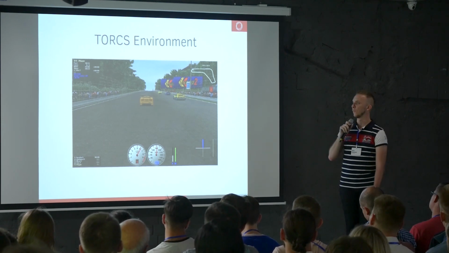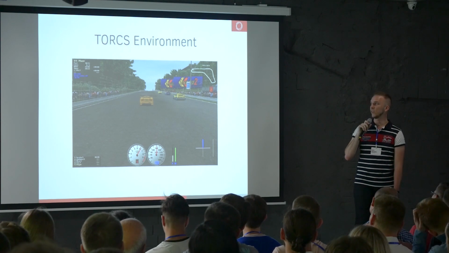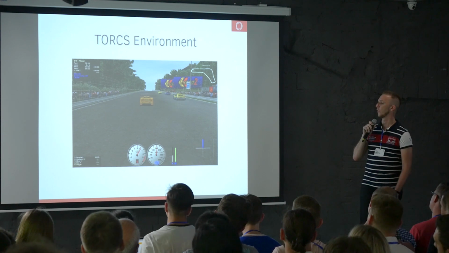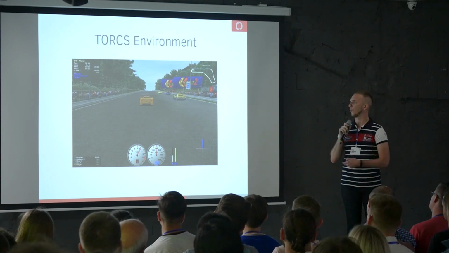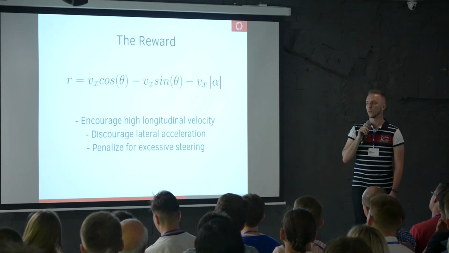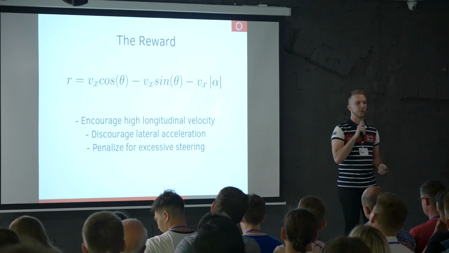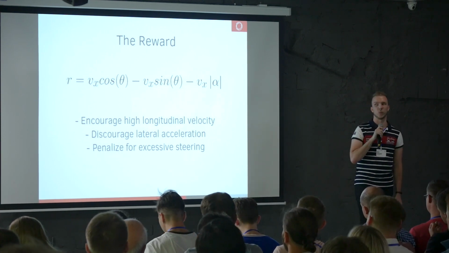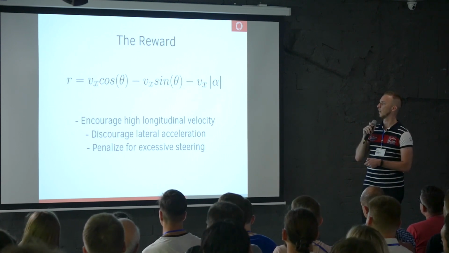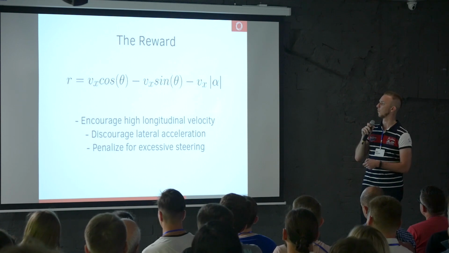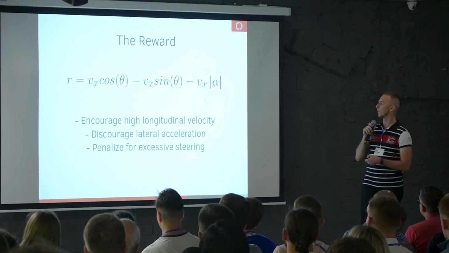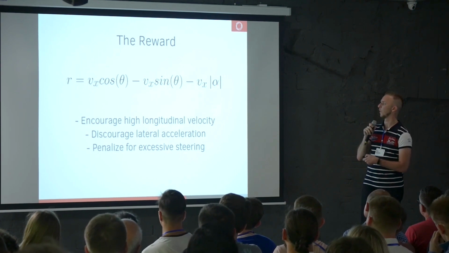And for a good test, I use the TORCS environment, which is a racing environment. Here you have a racing car and a racing track, and it is quite a visual environment. Here we define the momentary reward for every step, and as you remember, it is summed up until the agent crashes into the wall or his opponent or something. As you can see, it encourages high longitudinal velocity, so it is the angle between the track and the car heading. It discourages lateral acceleration, and it discourages excessive steering. This is the steering angle.